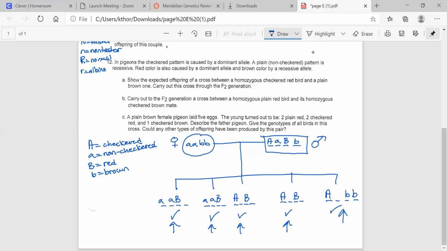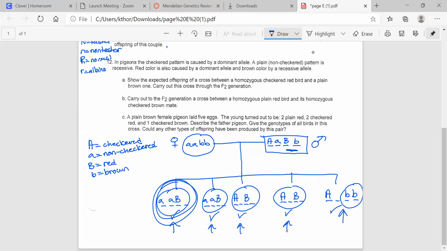Once again, the only place that this baby here and here and here and here could have gotten their dominant B from is from their father. And this baby right here has 2 recessive B's, 1 from mom, 1 from dad. So there's the color trait. This baby right here is homozygous recessive for the pattern. It inherited 1 recessive allele from its mother. The other one must have come from its father. And then these babies here, here, and here all have a dominant A allele, which they must have inherited from their father.